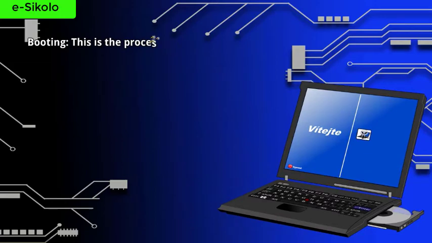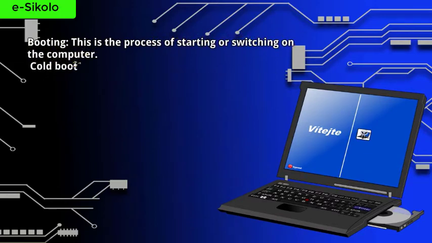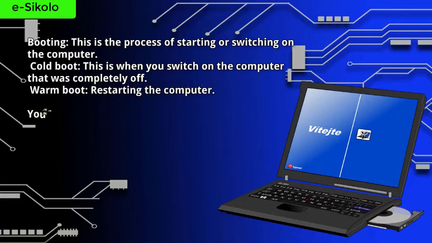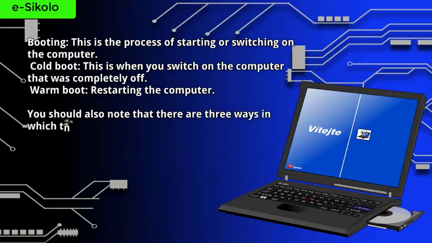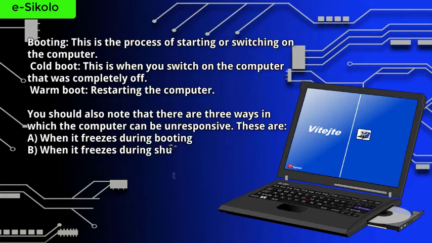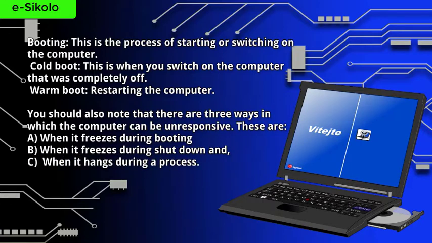Booting. This is the process of starting or switching on the computer. Cold boot. This is when you switch on the computer that was completely off. Warm boot. Restarting the computer. You should also note that there are three ways in which the computer can be unresponsive. These are: A, when it freezes during booting, B, when it freezes during shutdown, and C, when it hangs during a process.